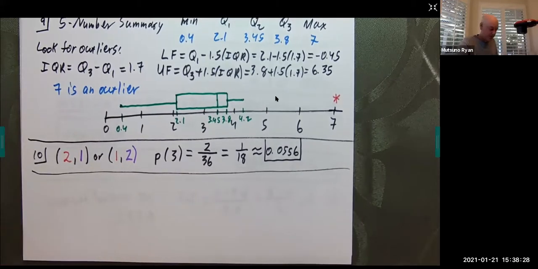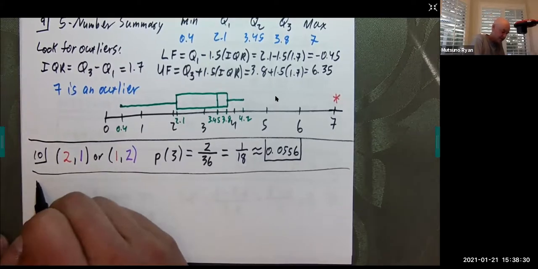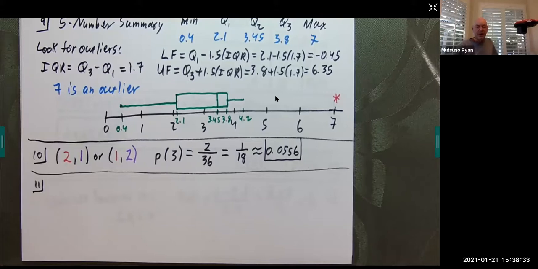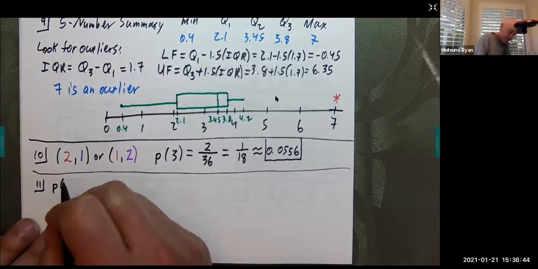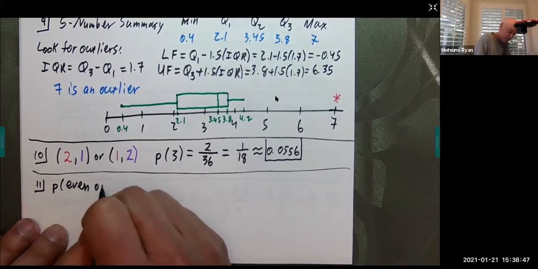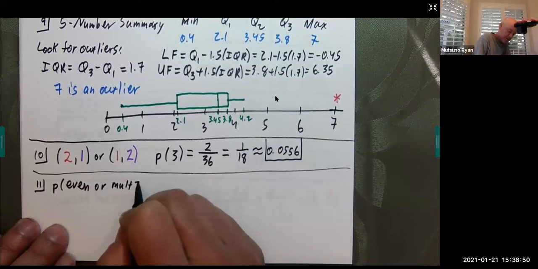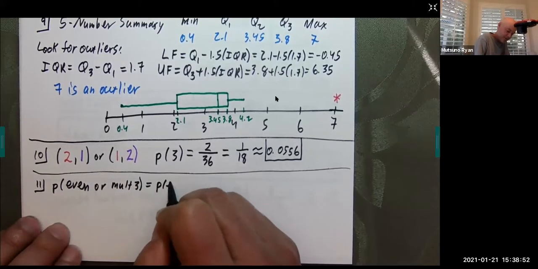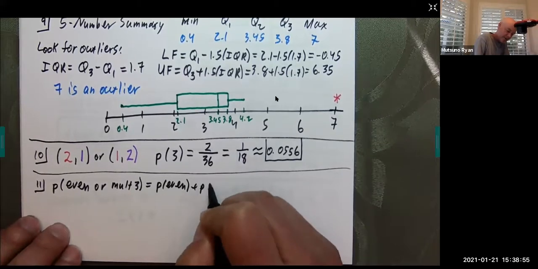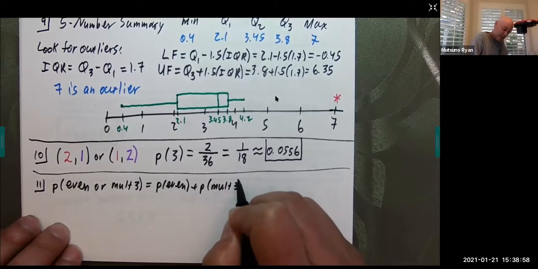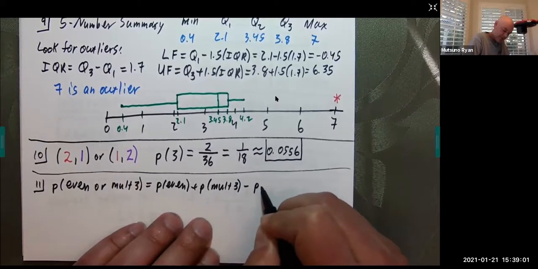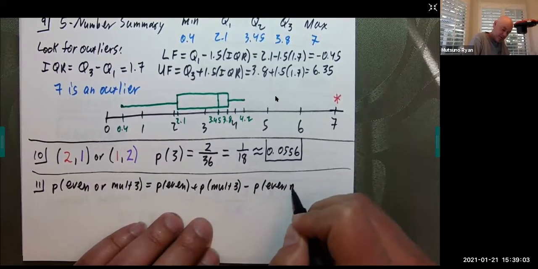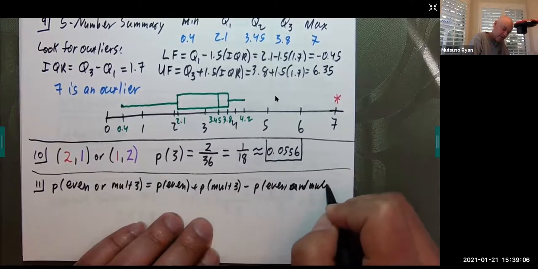All right, for number 11, we have a spinner has equal regions numbered 1 through 15. What is the probability that the spinner will stop on an even number or a multiple of 3? So the probability of even or multiple of 3 is going to be the probability of even plus the probability of a multiple of 3 minus the probability of even and multiples of 3.